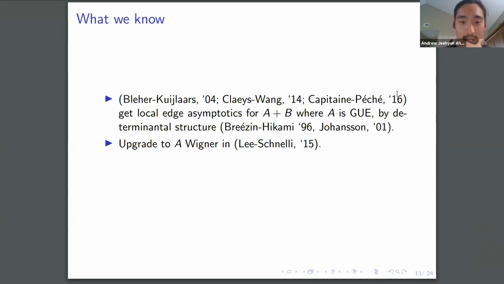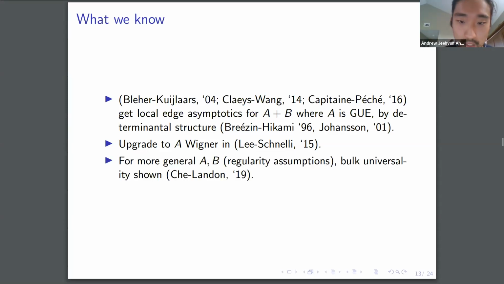And it's very non-exhaustive. You could also upgrade the assumption of A being GUE to A being Wigner. This was due to Lee and Schnelli. But the main thing I want to convey here is that there really aren't results for local edge asymptotics where A and B, these summands, are more general.